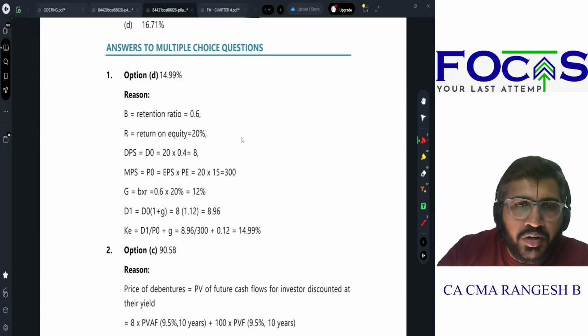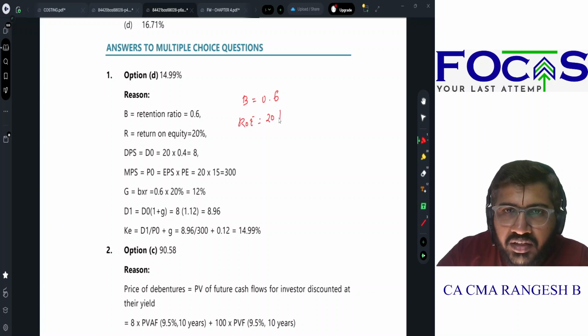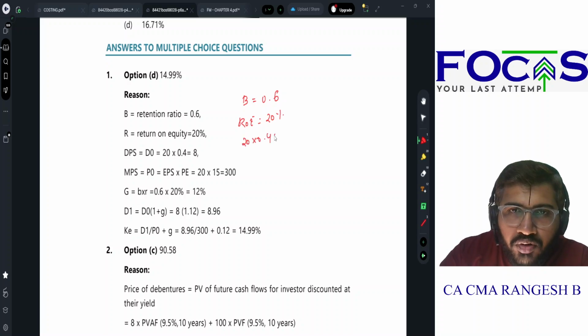Yes, super. So first, cost of equity they have asked. My retention ratio, which is called B, is 0.6. Return on equity is 20%. Dividend is how much? 20 rupees into 0.4. So 8 rupees is my dividend. Market price is how much? EPS into PE ratio. EPS is 20, PE ratio is 15. So market price is 300.